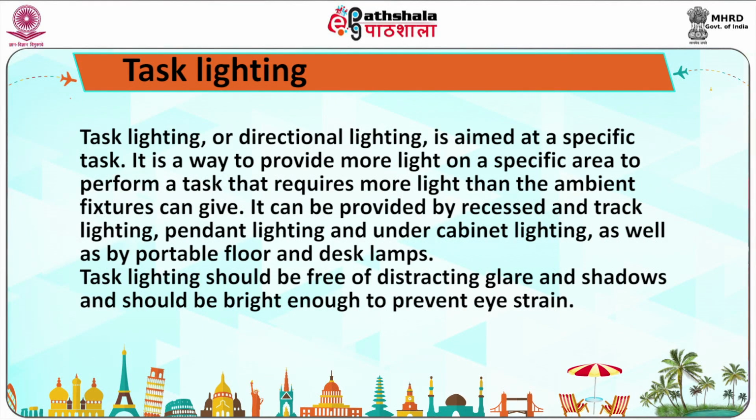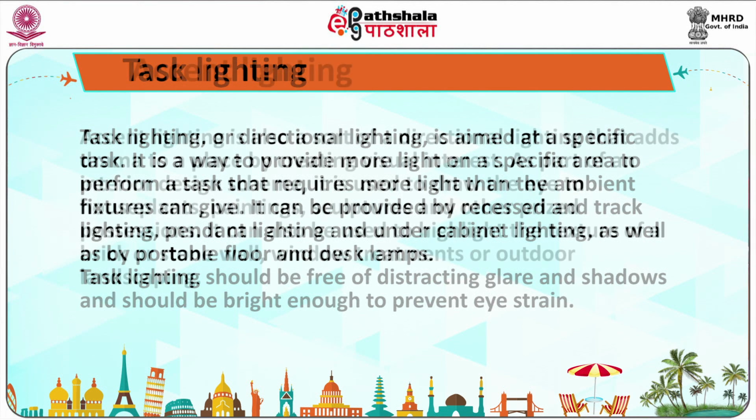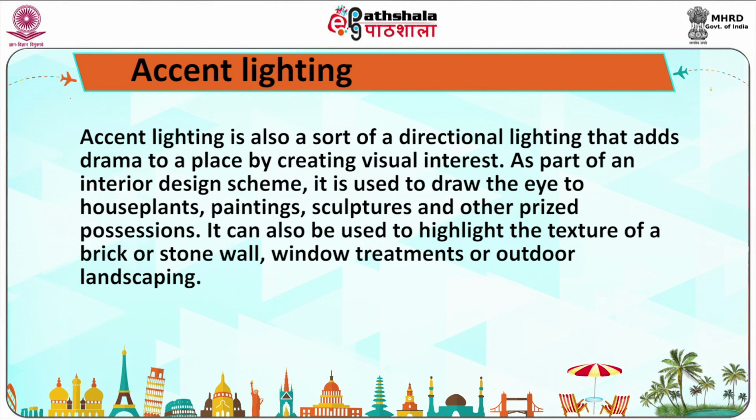Task lighting or directional lighting is aimed at a specific task. It is a way to provide more light on a specific area to perform a task that requires more light than the ambient fixtures can give. It can be provided by recessed and track lighting, pendant lighting and under cabinet lighting as well as portable floor and desk lamps. Task lighting should be free of distracting glare and shadows and should be bright enough to prevent eye strain.